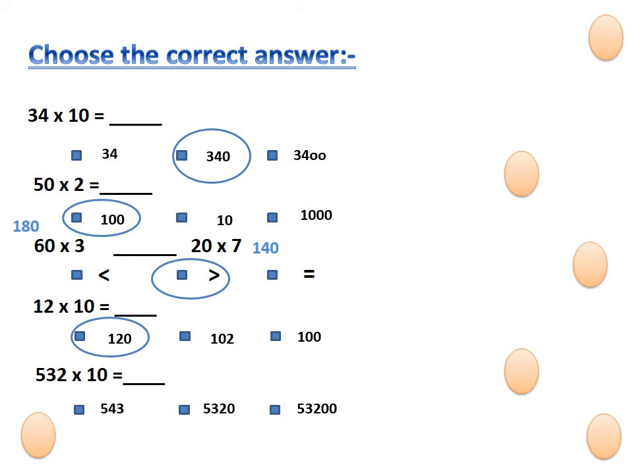The next one, 532 by 10. Also put the 0, and any number by 1 equals the same number. So it will be 5,320.